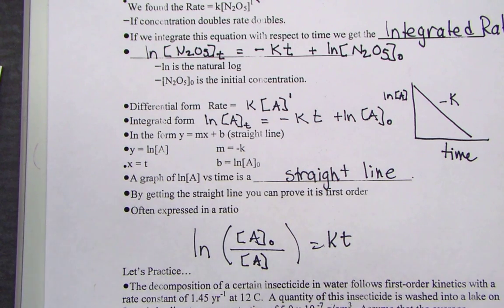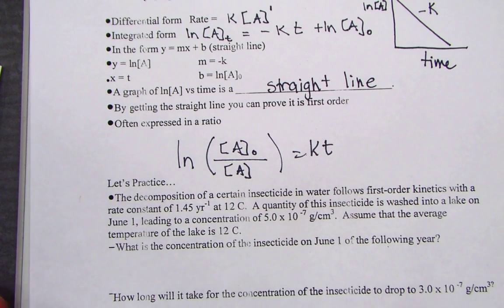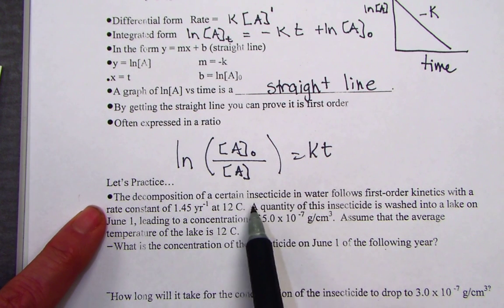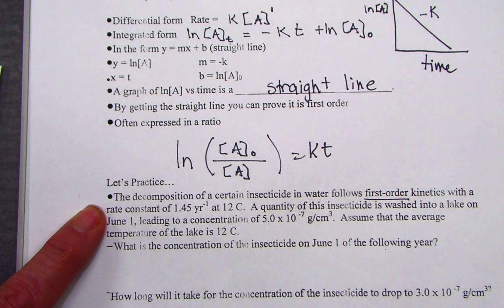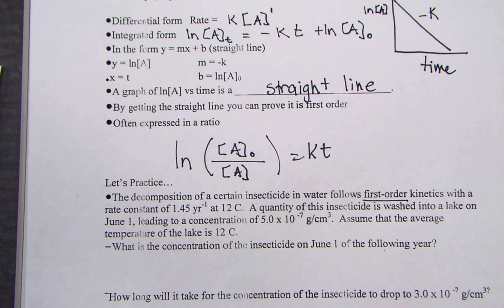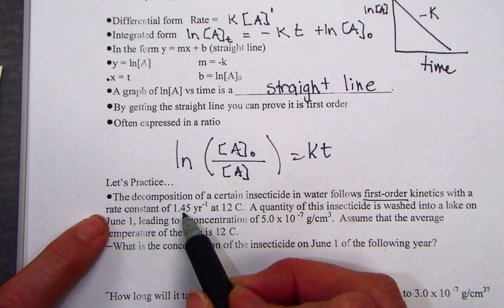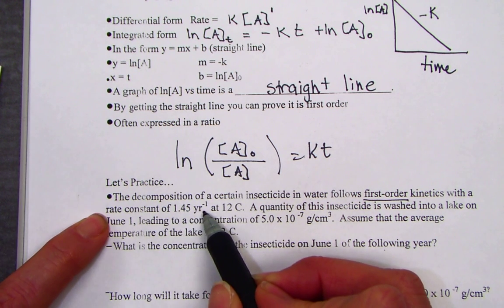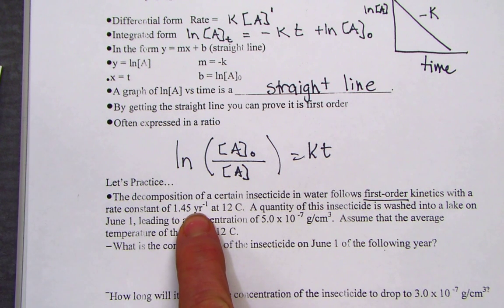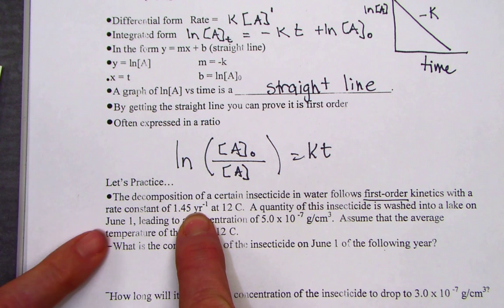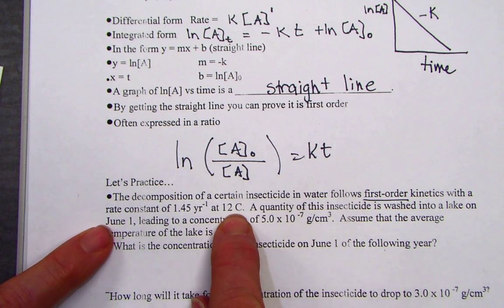Here's a practice. Let's take a look at our first practice. It reads, the decomposition of a certain insecticide in water follows first-order kinetics. I underline that so it just brings my mind to the part of our equation sheet, first order. It gives me a rate constant of 1.45 per year. What that tells me is the value of K. It makes sense that if it's first order, the concentration unit doesn't appear. 1 minus 1 is 0. For first order, it doesn't show up. And the temperature is 12 degrees Celsius.